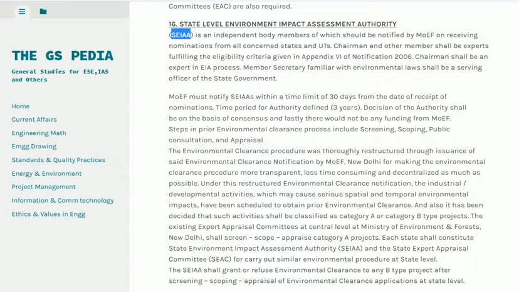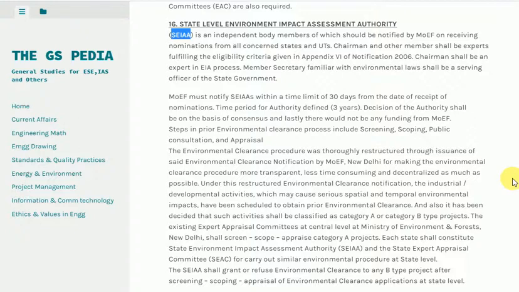The environmental clearance procedure was thoroughly restructured through issuance of said environmental clearance notification by MEF, New Delhi, for making the environmental clearance procedure more transparent, less time-consuming and decentralized as much as possible. Under this restructured notification, the industrial/developmental activities, which may cause serious spatial and temporal environmental impacts, have been scheduled to obtain prior environmental clearance.